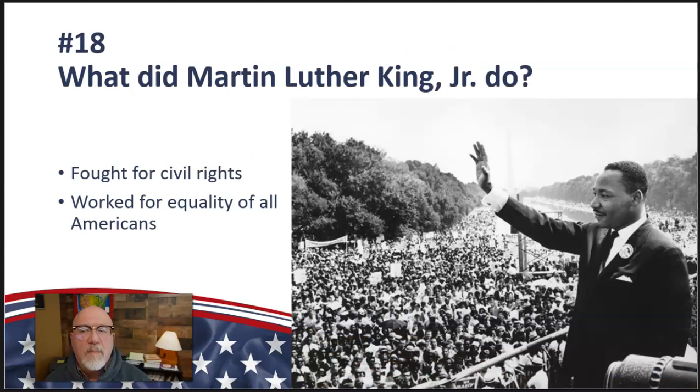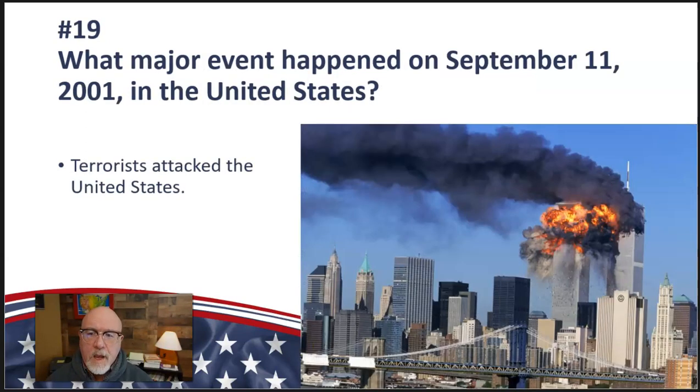Number 18, what did Martin Luther King Jr. do? He was an American civil rights leader, so he fought for civil rights and worked for equality of all Americans, especially for civil rights for African Americans. Dr. Martin Luther King Jr. Question 19, what major event happened on September 11 in the year 2001 in the United States? And that was the day when terrorists attacked the United States. Here you can see the World Trade Center in New York after it was attacked. There were also attacks on the Pentagon in Washington, D.C.